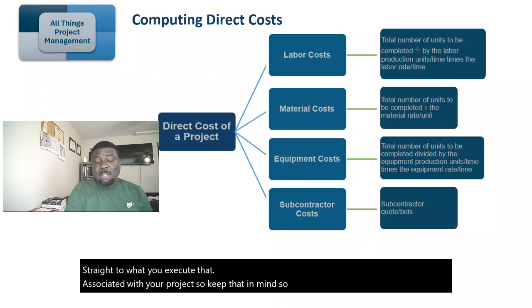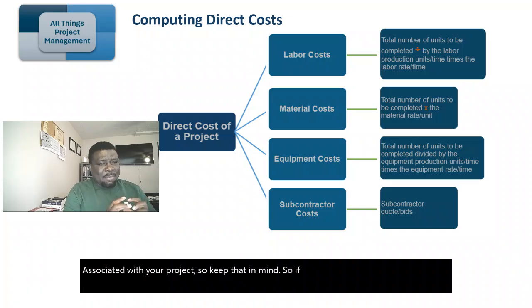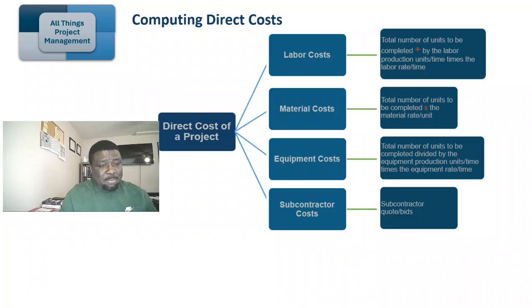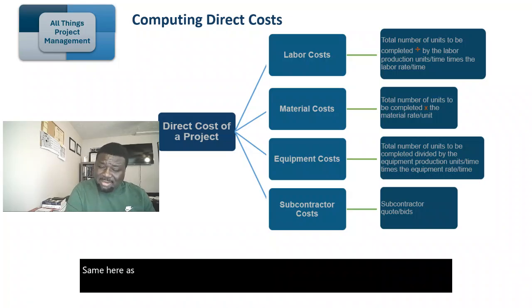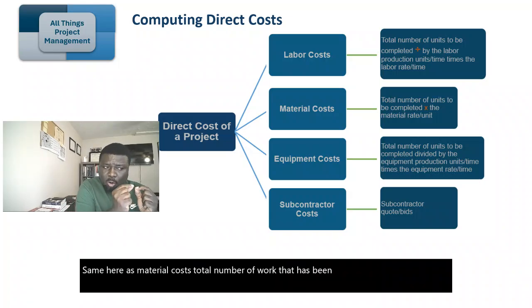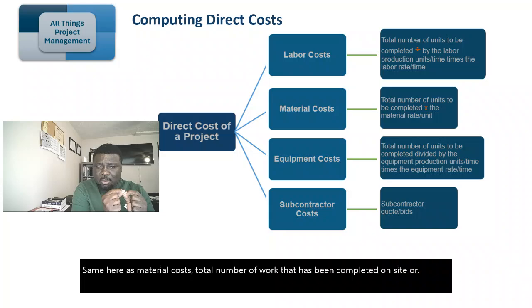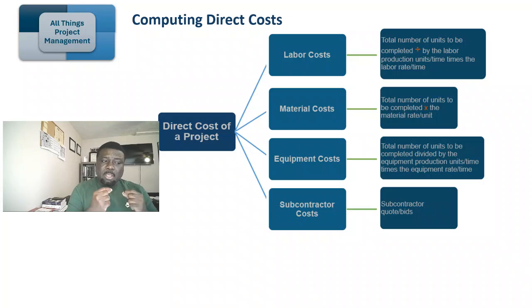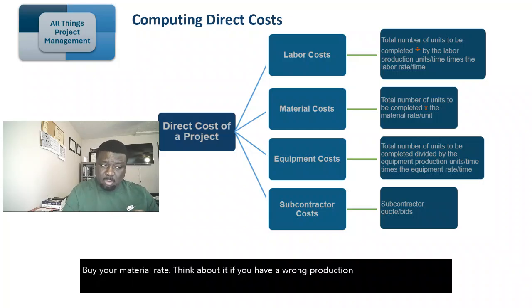If you're computing labor costs, it's the total number of units that have been completed, divided by the labor production rate, times the labor rate. Same here for material costs: the total number of work that has been completed on your project location by the crew, multiplied by your material rate. Think about this. If you have a wrong production number and wrong material rate, it will affect the basis of a complete or efficient budget.